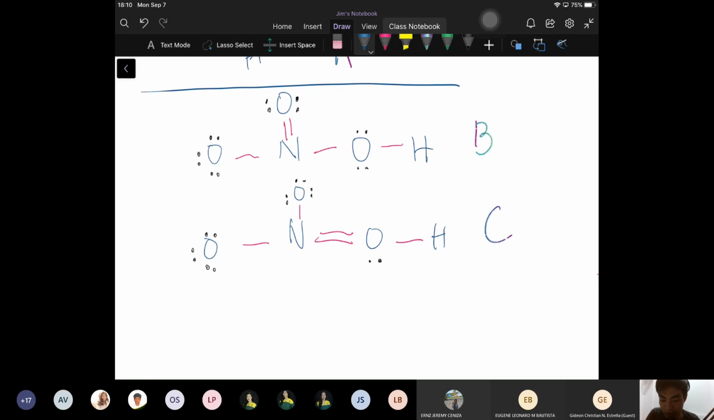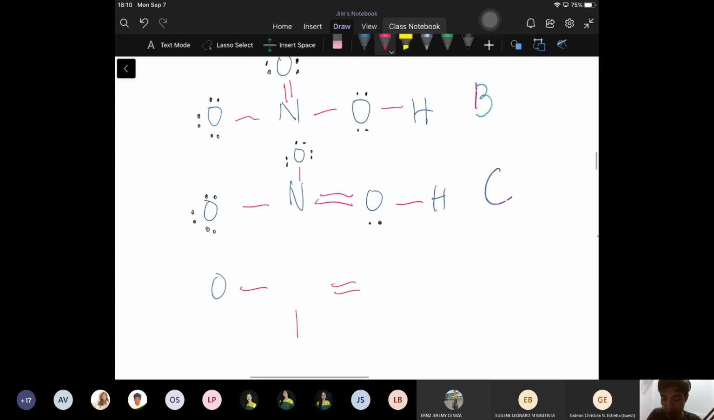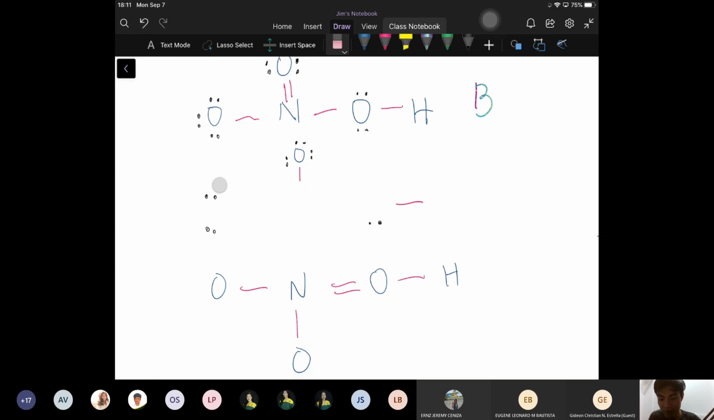Teka lang, ayusin ko lang yung structure. Dito na lang sa baba yung isa. Umulan dito, tas mainit na uli. Nakakainis. Ayan, burahin ko to. So, kukunin natin yung mga formal charges nila.